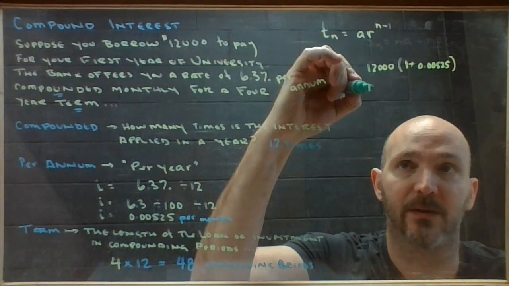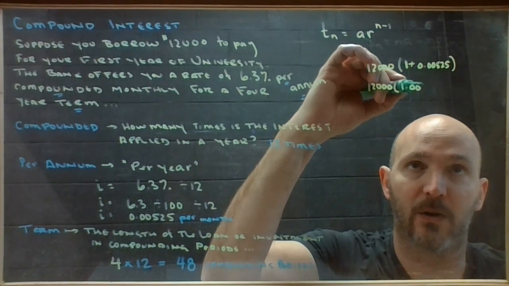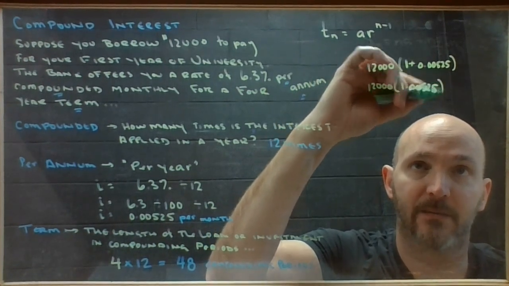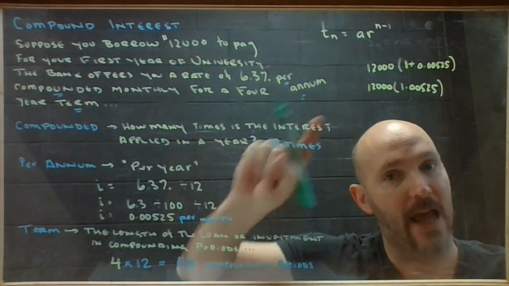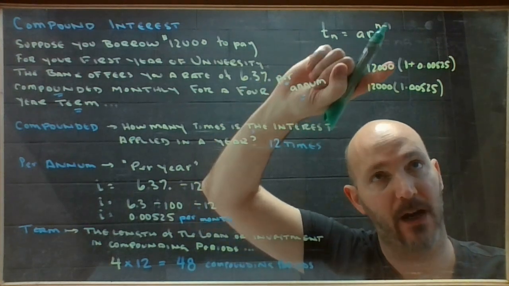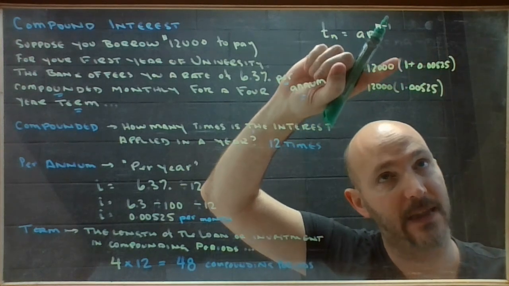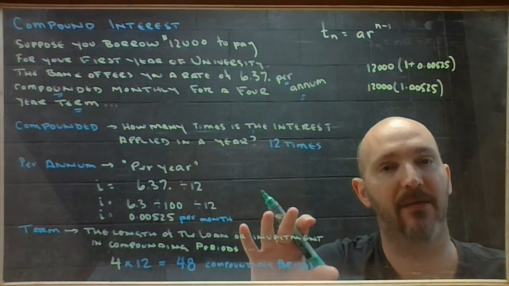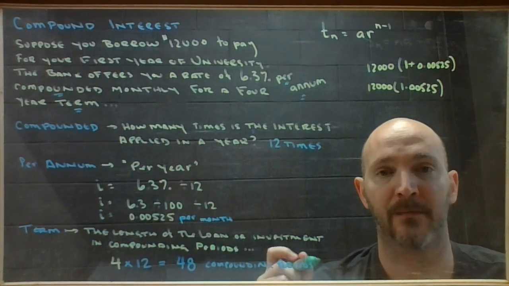So I would have to do 12,000 multiplied by 1.00525. Again, why 1? Because at the end of this month, I don't owe $12,000 anymore. I owe $12,000 plus some extra. So I need that 1 there to make sure that the $12,000 I originally borrowed propagates through the calculation.